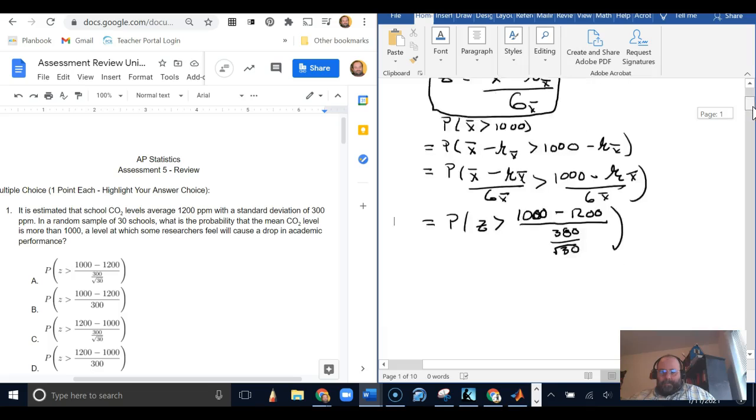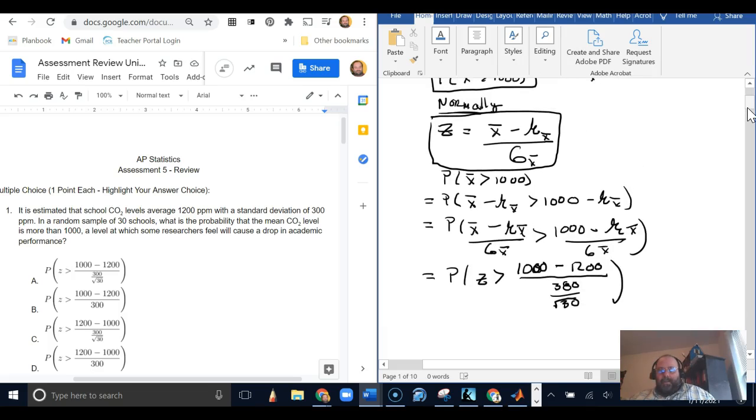So the probability that x bar is greater than 1,000 is the same as the probability that its z-score is greater than 1,000 minus 1,200 over 300 over the square root of 30, which looks like answer A. Okay, so there's number one, answer A. All right, so there you go.